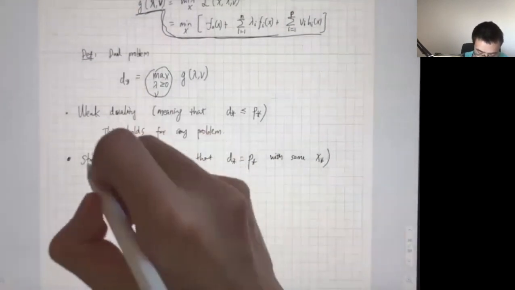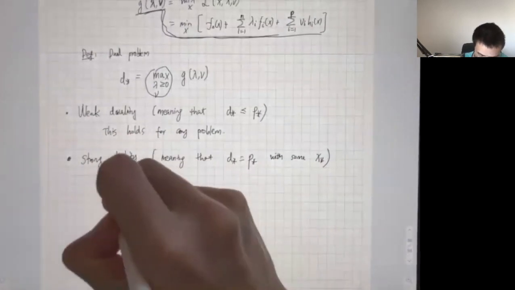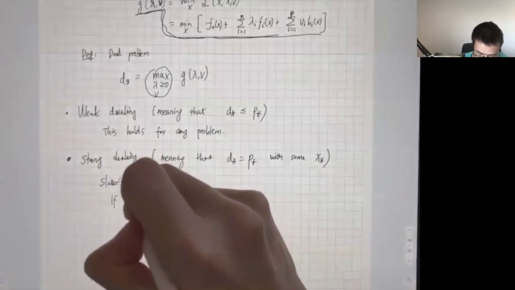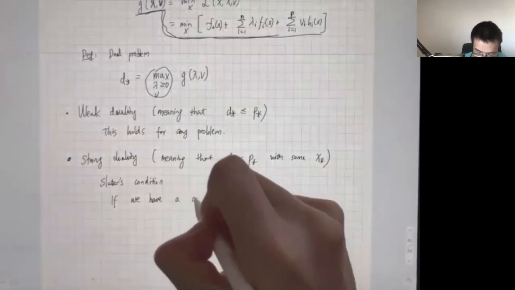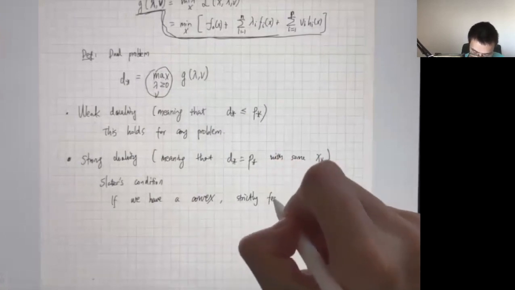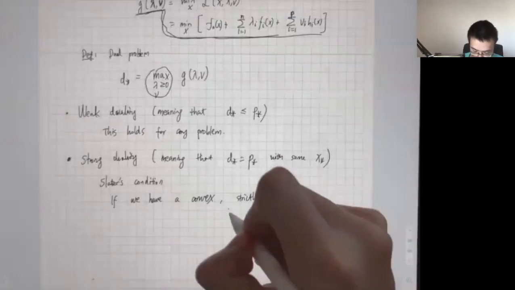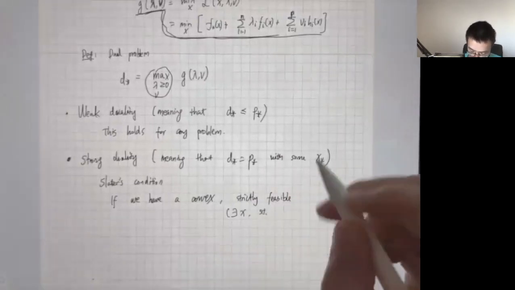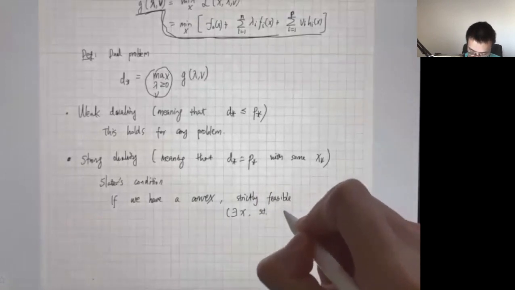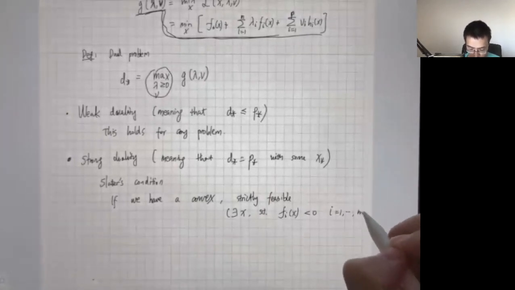So basically, Slater's condition says if we have a convex optimization problem, and if it's strictly feasible, okay, if the optimization problem is convex and strictly feasible, it just means that for any inequality constraint, it can hold strictly, without equality. It means there exists some x such that f_i(x) is strictly less than 0 for i from 1 up to m, okay?